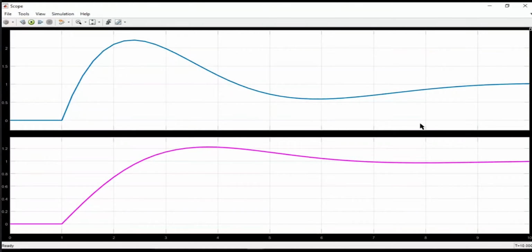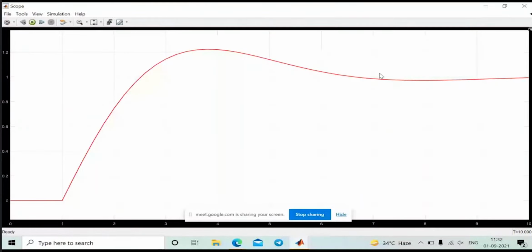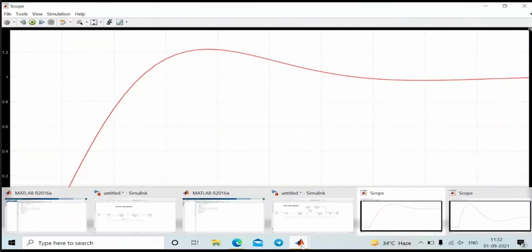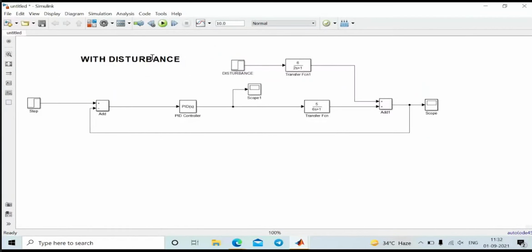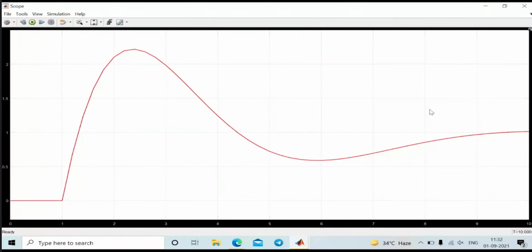Suparna, can you please share your screen? Yes, ma'am. Ma'am, this is for the without disturbance case. I've done two different Simulink models. And this is for the with disturbance case. And this is what the graph is coming.